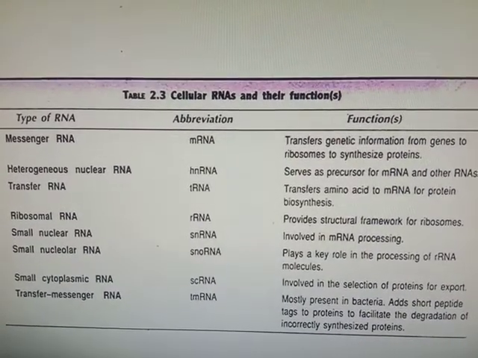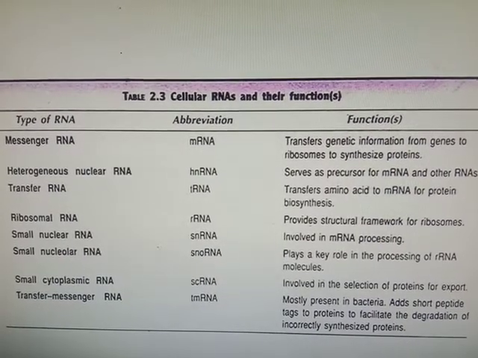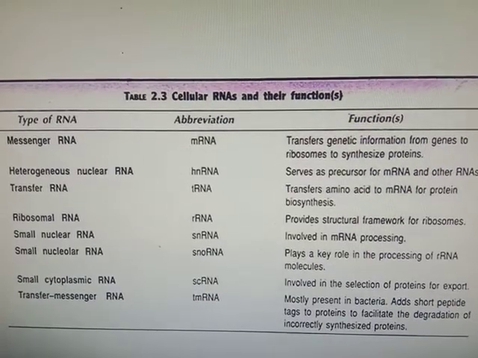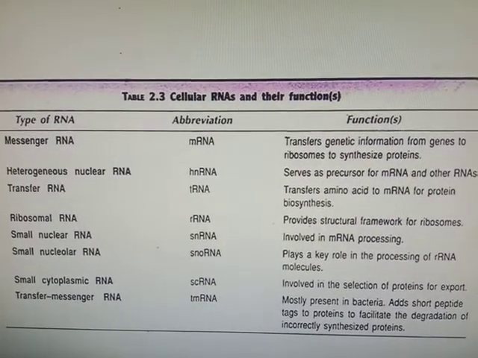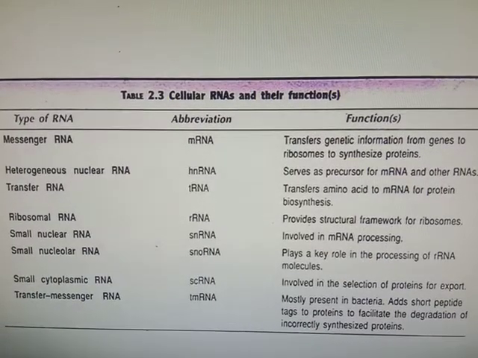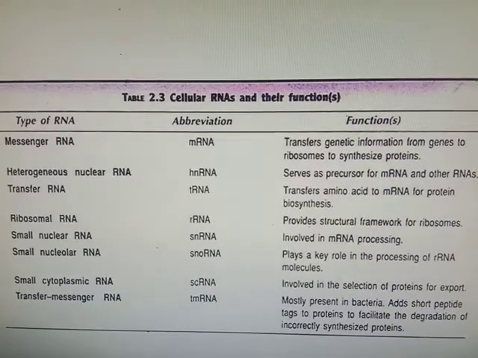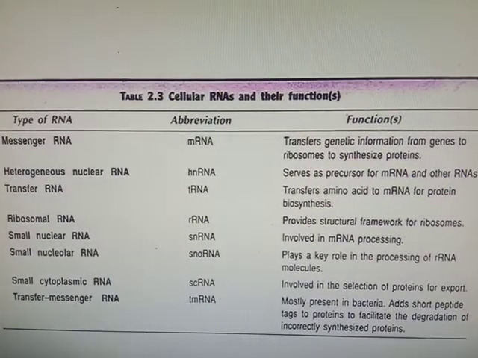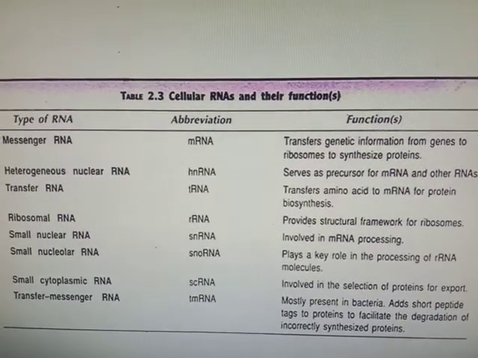Then small nuclear RNA, also called snRNA, is involved in mRNA processing. When heterogeneous nuclear RNA is further processed, it forms mRNA, tRNA, rRNA. From that mRNA, whatever introns are present get removed by small nuclear RNA to form the final mature mRNA form. Then small nucleolar RNA, snoRNA, plays a key role in processing of rRNA molecules.